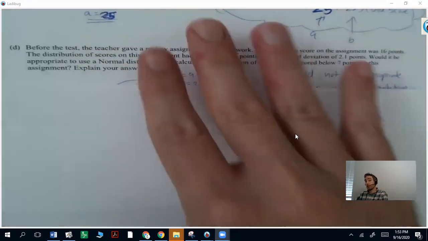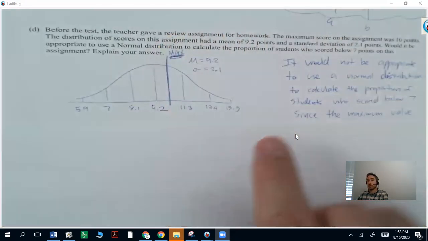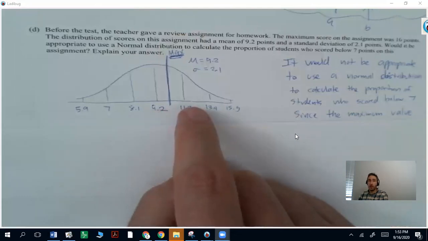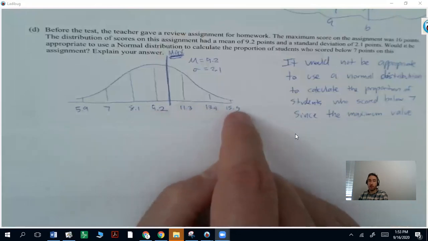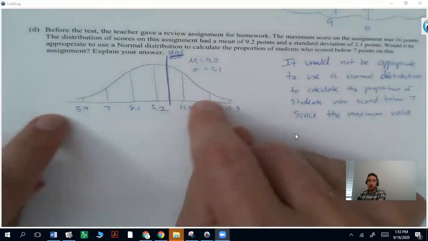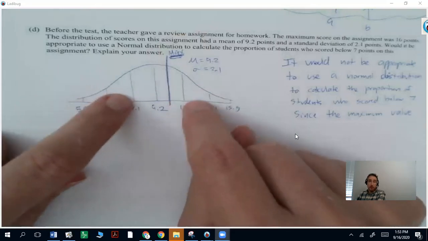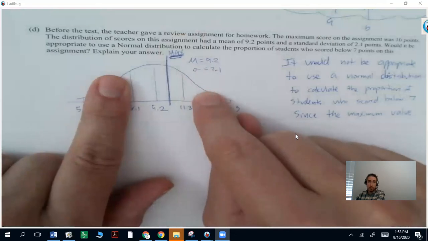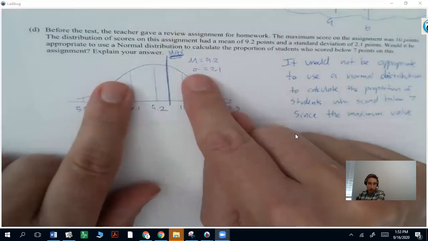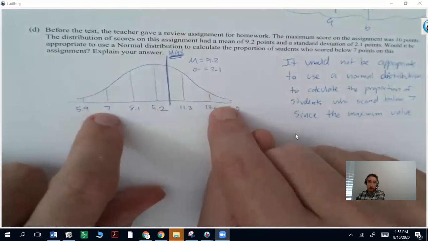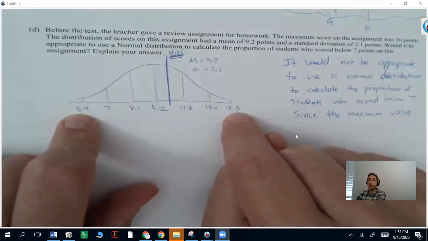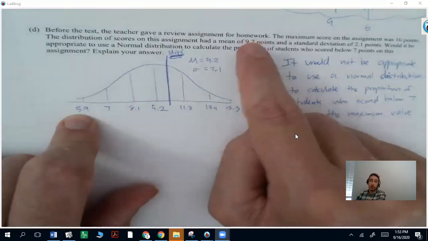So to understand this, if I were to draw a normal curve with a mean of 9.2 and a standard deviation of 2.1, if this were normally distributed, you should have the majority of your data between 8.1 and 11.3. That's 68% of your data. 95% of your data should be between 7 and 13.4, and almost all, 99.7% of your data, should be between 5.9 and 15.5. Well, it's a problem because you can only score 10 points here.